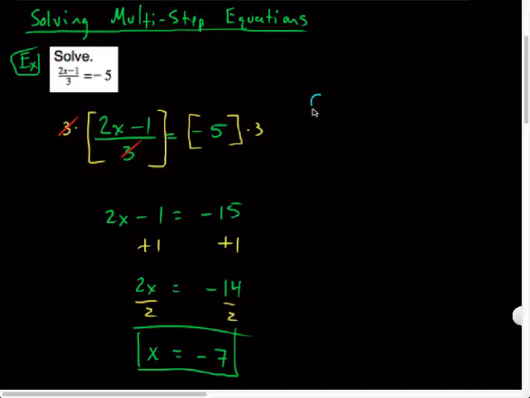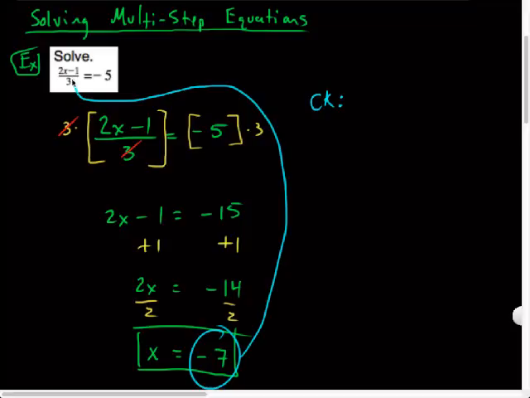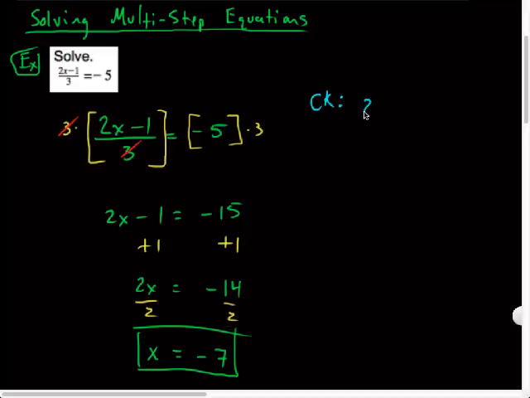Now, let me just show you real quick what a check looks like. When we do a check, basically what it's saying is I'm going to replace this back into the variable in the original equation and just verify that it works. So instead of 2x, I'm going to write this as (2 times negative 7 minus 1) all over 3 equals negative 5. And just a note about checking, don't solve when checking. Use PEMDAS.